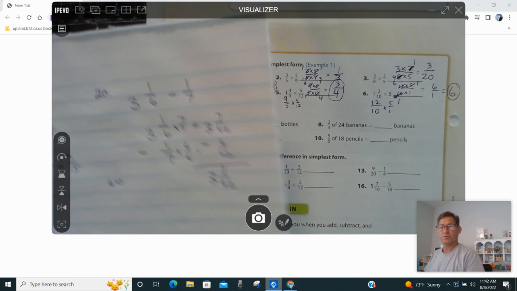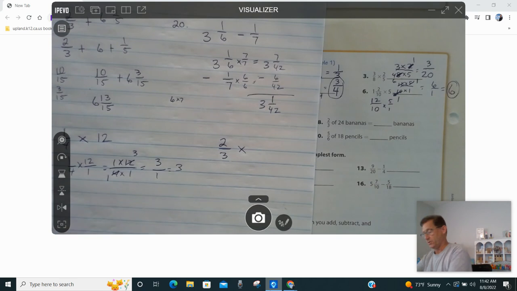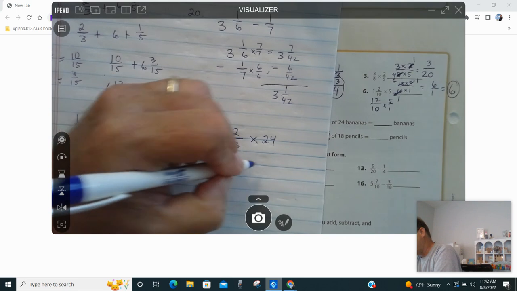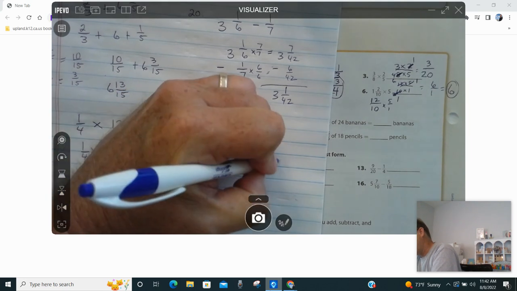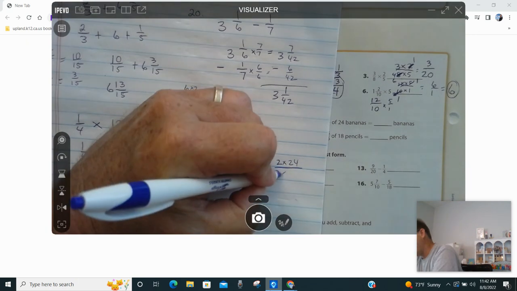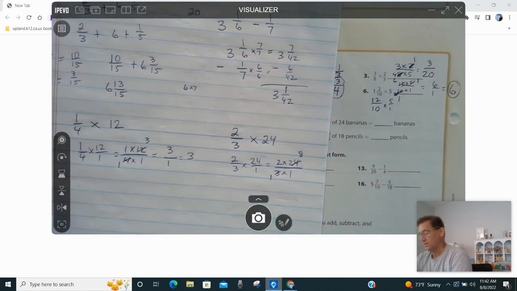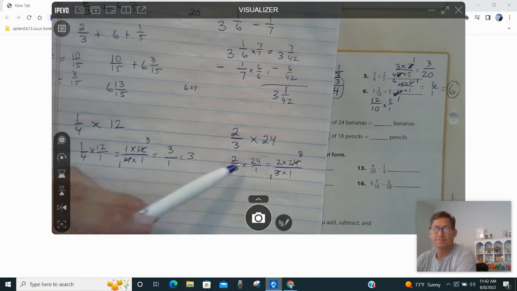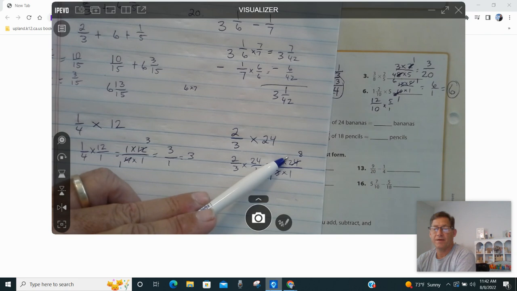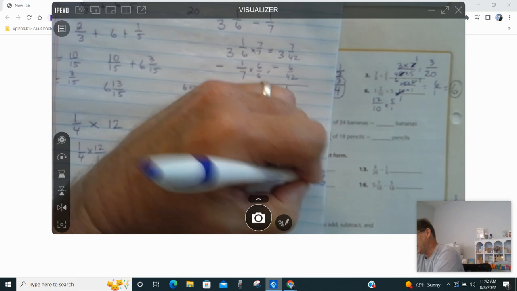Number 8, 2/3 of 24. Rewrite that as 2/3 times 24 over 1. Which is the same thing as saying 2 times 24 over 3 times 1. 3 is a factor of 24. So divide 3 by 3, which gives us 1. Okay, so we're simplifying thirds to 1. And 24 divided by 3 is 8. 8 times 2 is 16. 16 over 1 is 16.